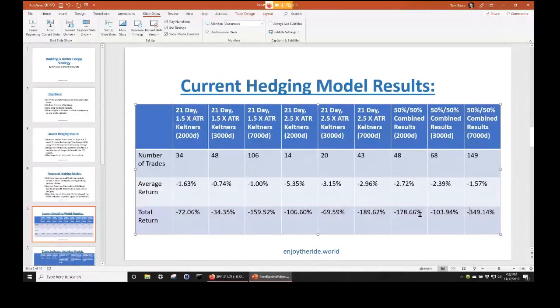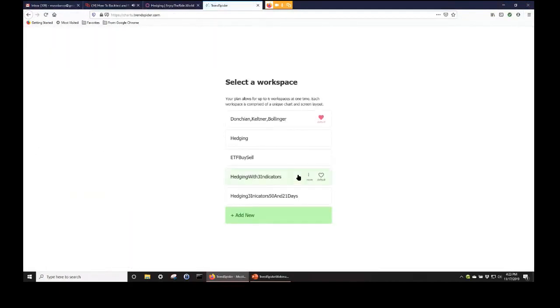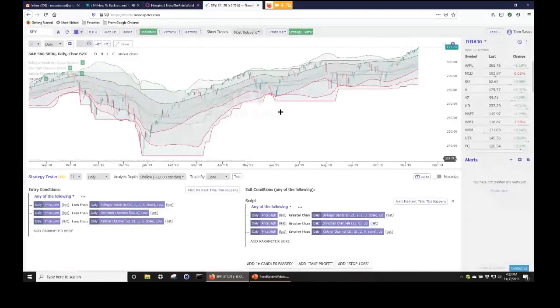Now, I had given you 4 objectives, and what we're going to try to do is go back to TrendSpider and show you how I went through a little look at a way to do it better. And I call it my 3-indicator hedging model. And so let's do that by switching my workspace.